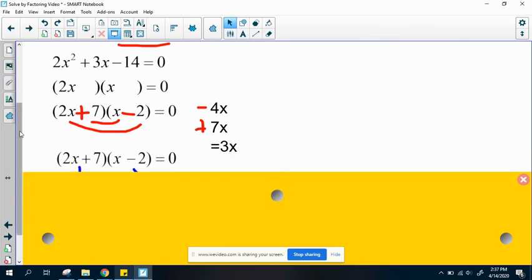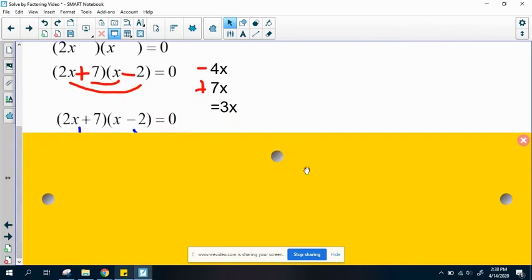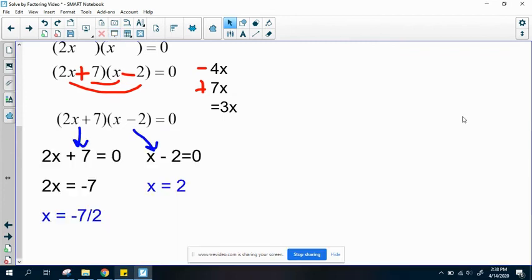And after you factor, this should be the easy part. Now I'm just setting each of them equal to 0, and I'm solving. So 2x plus 7, subtract 7, divide by 2, and then x minus 2, all I got to do is add 2 over. So those are my two answers. And again, you could give me the decimal if you wanted, or you can give me the fraction.